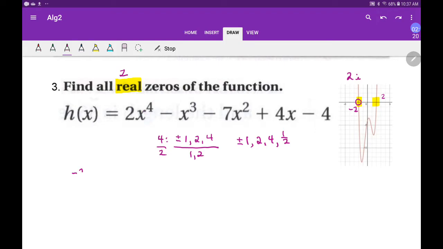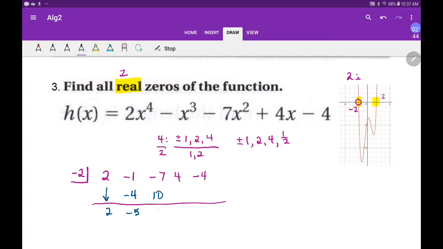So we'll try negative 2 first, and we'll say 2, negative 1, negative 7, 4, negative 4. Alright, and we're going to drop down the 2. 2 times negative 2 is negative 4, plus negative 1 is negative 5, times negative 2 is positive 10, plus negative 7 is positive 3, times negative 2 is negative 6, plus positive 4 is negative 2, times negative 2 is positive 4, and I get my 0 like I was hoping.